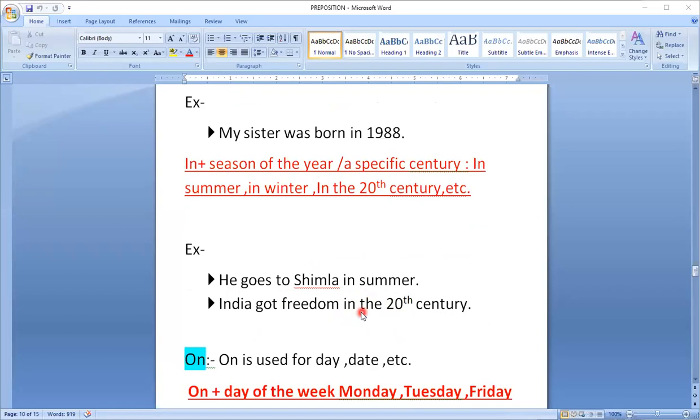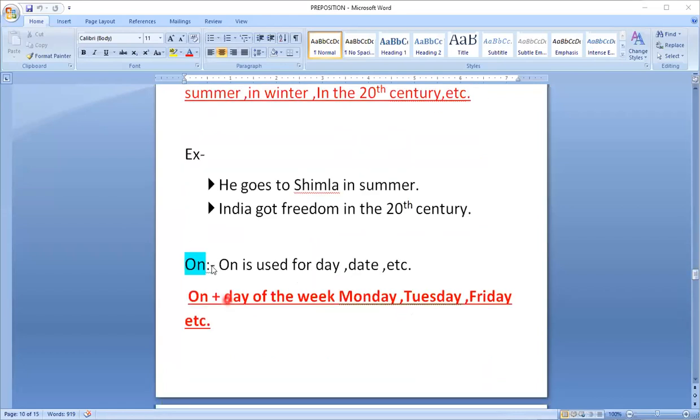Okay, now let's start the on preposition. On, here we talk about a preposition of time. On is used for a day, date, etc. What do we use on for? We use it for a day and for a date. Okay students, so now you notice that on is used with what?